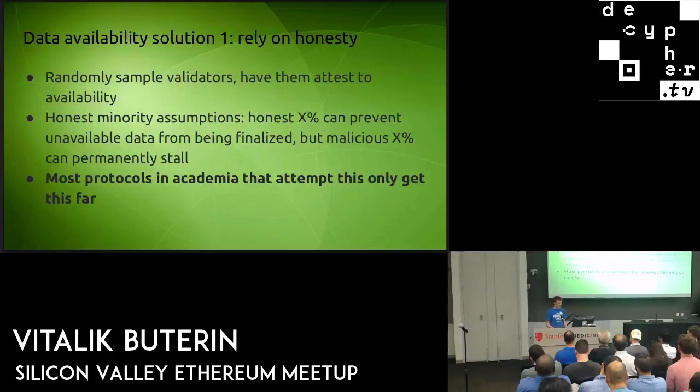Then basically everyone would just trust the committee, right? So each committee would be responsible for downloading all of the data. And if the committee says that the data is available, then we basically just trust that the data actually is available. So this is one solution, but this crucially relies on an honest majority assumption.